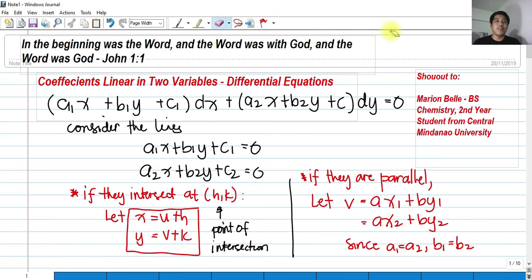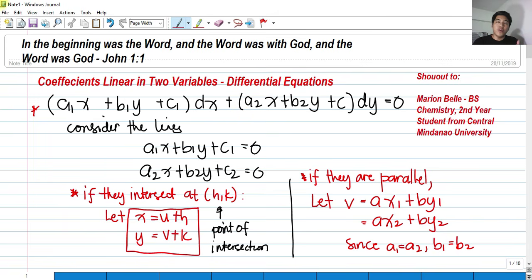So, let's get started. Coefficients linear in two variables for differential equation. Suppose that we have a differential equation in the form of this equation: (a sub 1 x plus b sub 1 y plus c sub 1) dx plus (a sub 2 x plus b sub 2 y plus c sub 2) dy is equal to 0. If we have this form of differential equation, we have a linear in two variables.